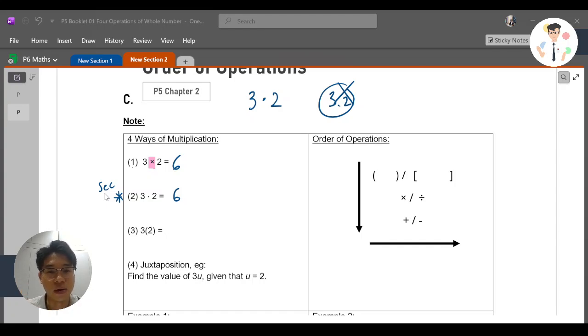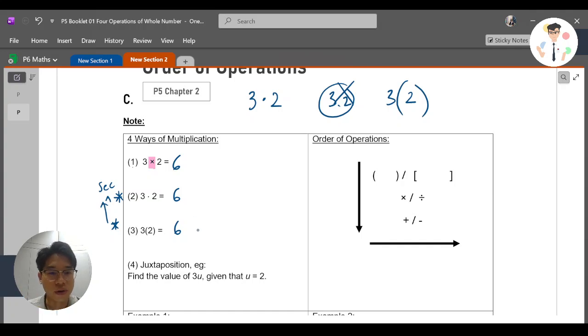Now move on. In number 3, you see 3 and a parenthesis, like 3 left parenthesis 2 right parenthesis. What is this actually? This also means 3 times 2. This also means 6. Again, this is not very common in primary school. But again, why am I telling you all this? Because in some way, this idea is actually very important.